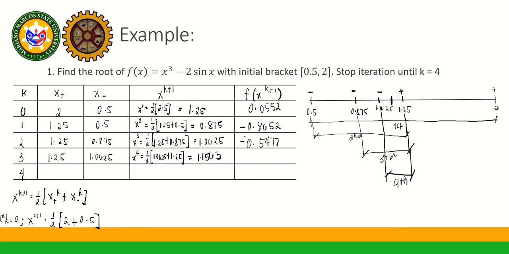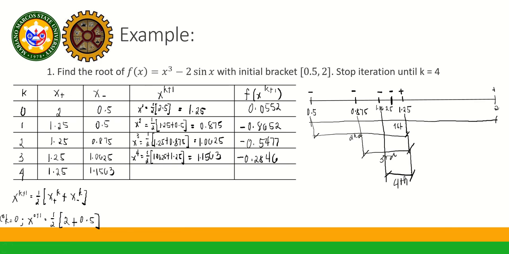Okay, so if we are going to plug this sa function natin, our f of x raised to 4 will be equal to negative 0.2846. So, still negative siya. So, yan. So, the next interval na pagkukuhanan natin ng root will be, positive natin is still 1.25 and our x negative will be 1.1563.